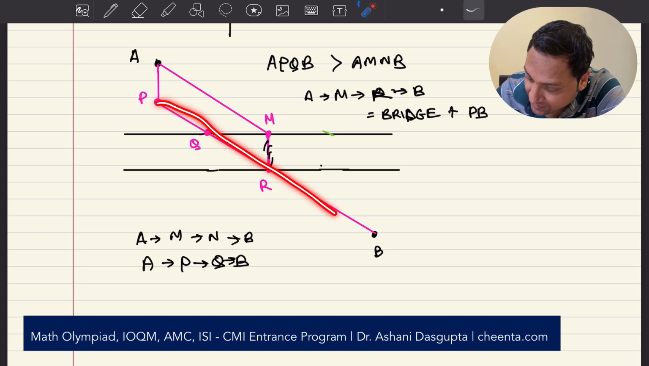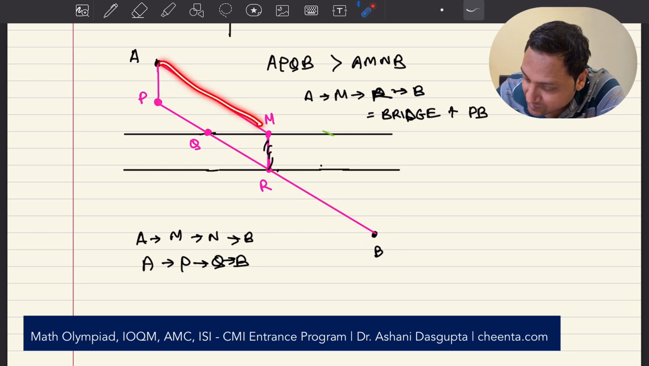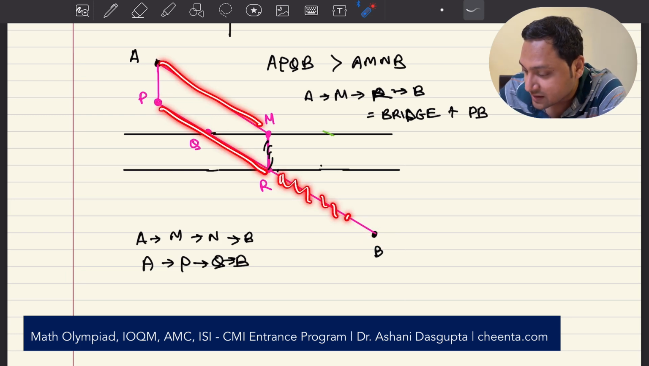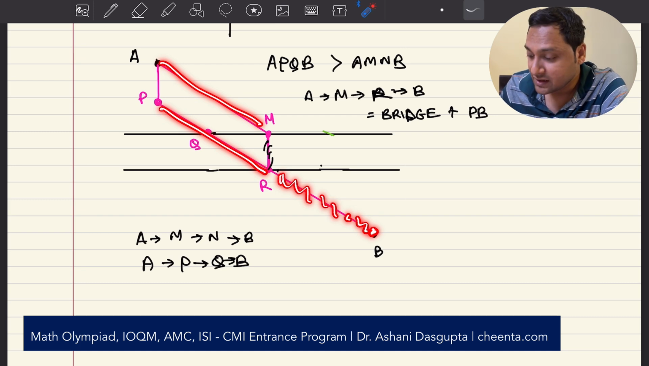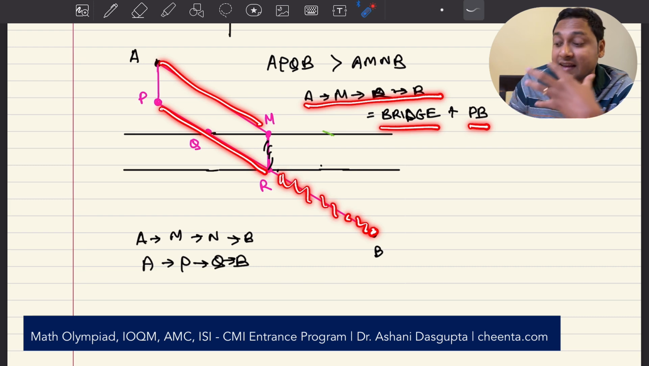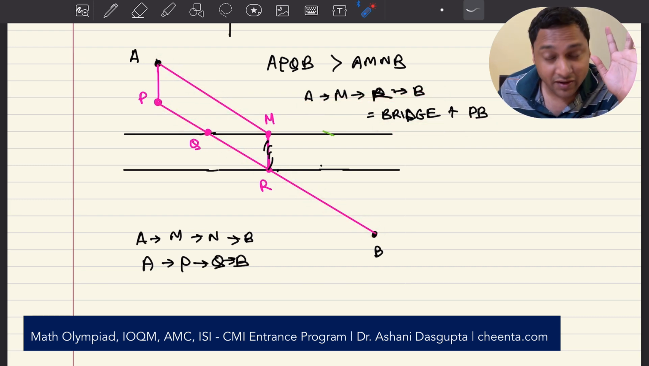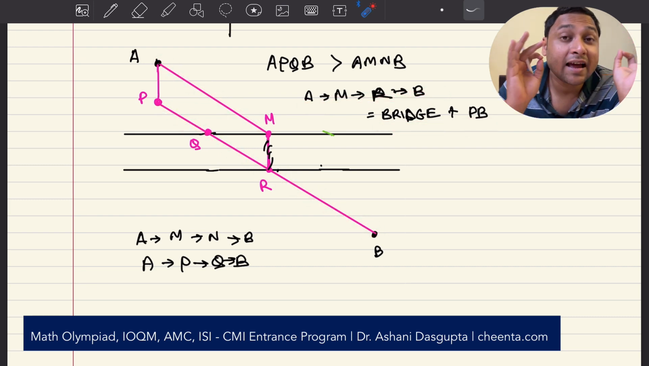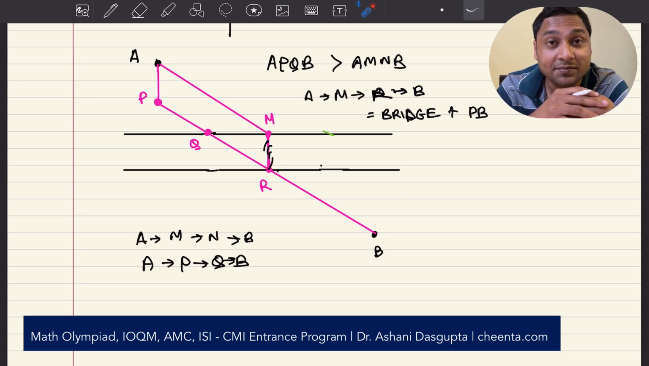PB is the straight line, right? Because AM is equal to PR, and of course you can add RB to it, right? So AMRB is equal to the bridge plus the length of PB. This is the most important point. And this will actually help us to show that this is the shortest path.